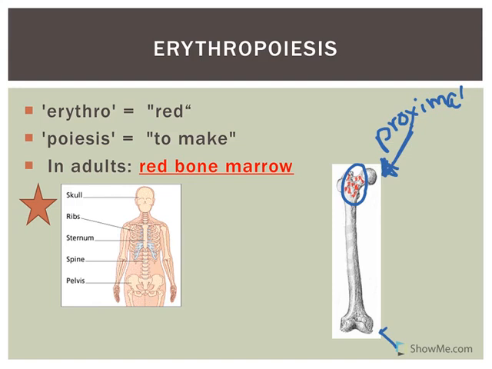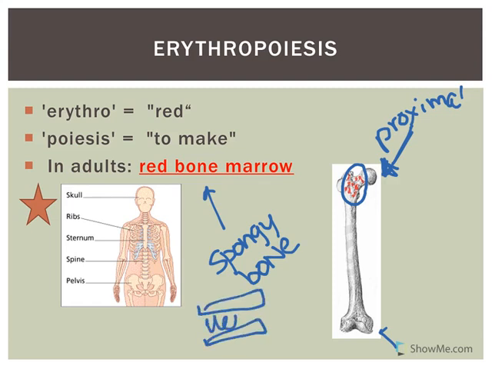But the majority of the red blood cells are formed in red bone marrow, which is found in spongy bone. So the flat bones have this compact bone, and it has the spongy bone in here. In the long bones, remember, the spongy bone is at the end here, okay? And then you have the compact bone that runs along the side.